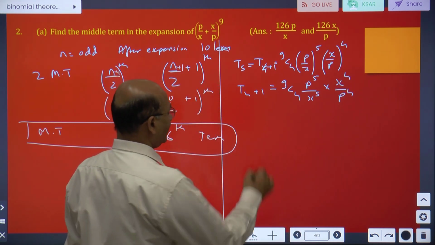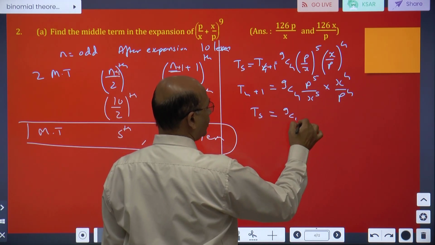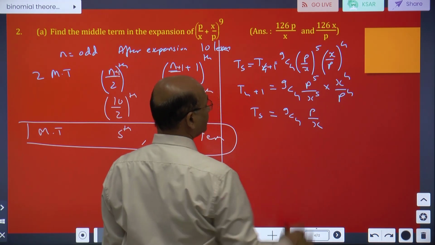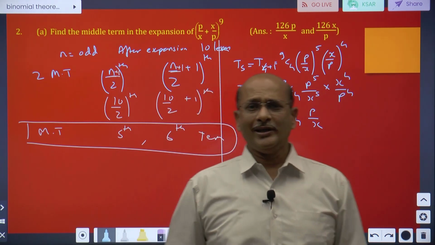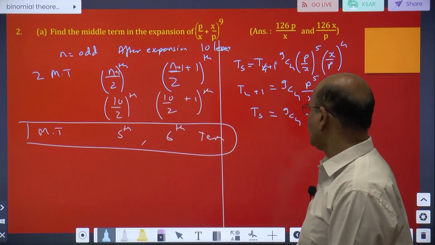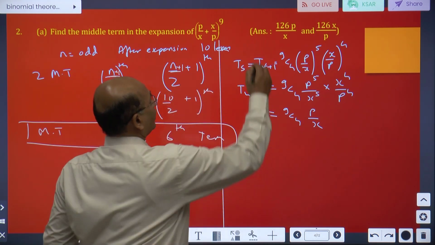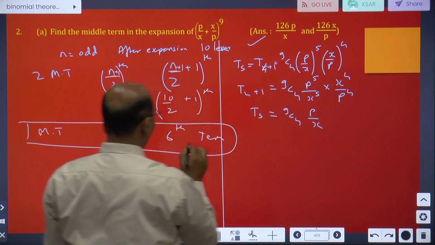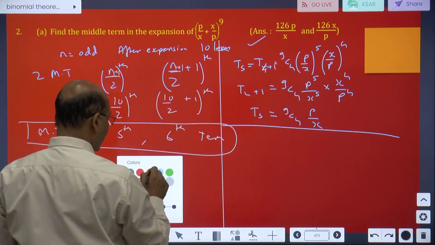Now what happens? Just see. The 5th term is 9C4, p will cancel, and it will be p upon x. Can anybody tell me using the calculator what is 9C4? Quickly tell me what is the 5th term. Here I have given to you 126. Can you see that? Right. Now let us talk about the next term. What is the next middle term? The 6th term.